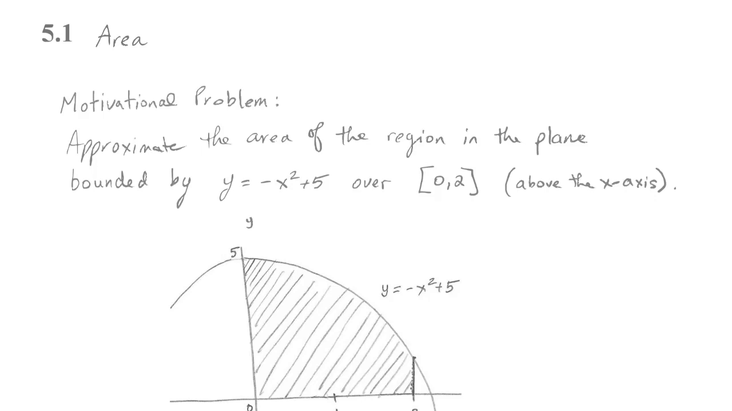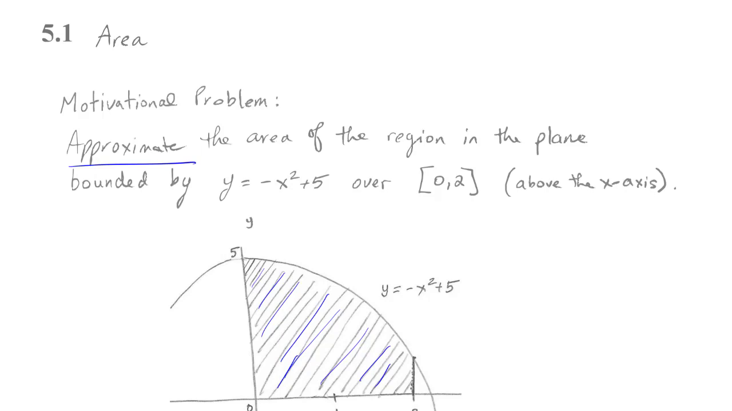Just think about this problem here. Let's say we wanted to approximate the area of the region in the plane bounded by y equals negative x squared plus 5 over 0, 2, particularly above the x-axis. So this area down here is what we're trying to approximate. This is not an easy area to calculate because we don't really know how to calculate a cutoff parabola by, say, geometry, which is normally how we calculate areas. So we are being asked to approximate the area.